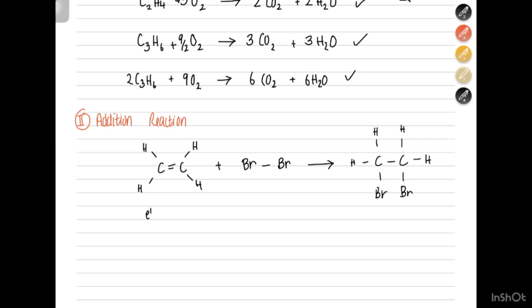Let's try to name them. This is ethene. This is bromine. It's a brown gas. And then what do we get? First of all, you can call this ethane because you have the main chain, which has 2 carbon, and then it has 2 bromo, so we call this dibromoethane. They are attached to 2 different carbons, carbon 1 and carbon 2, so we call this 1,2-dibromoethane.